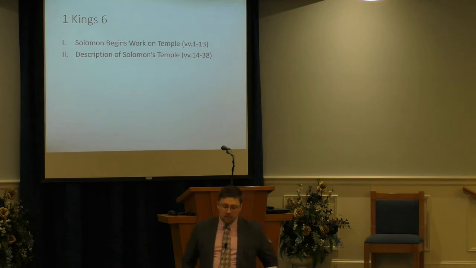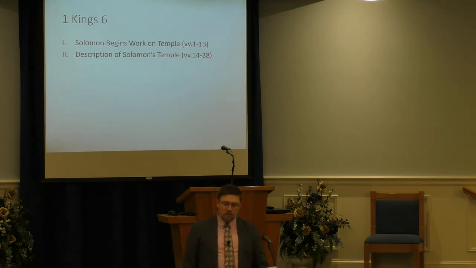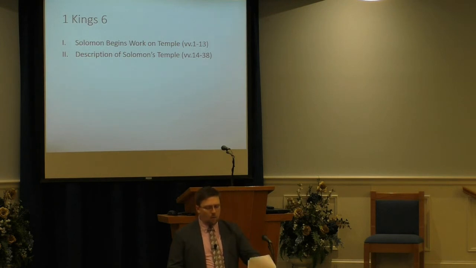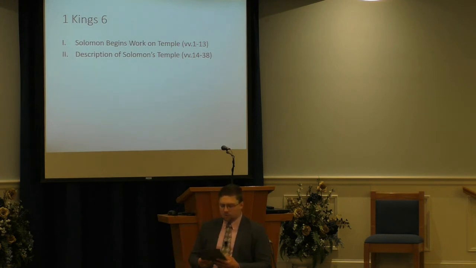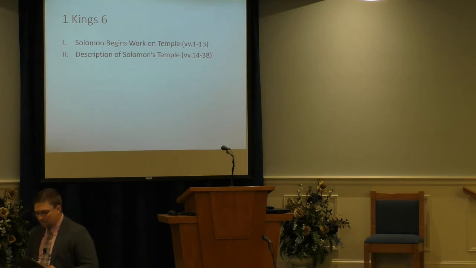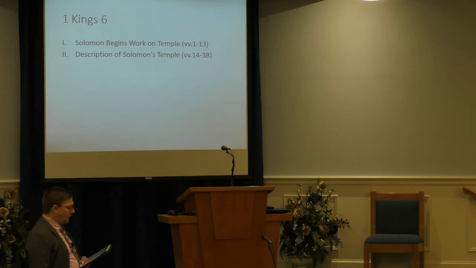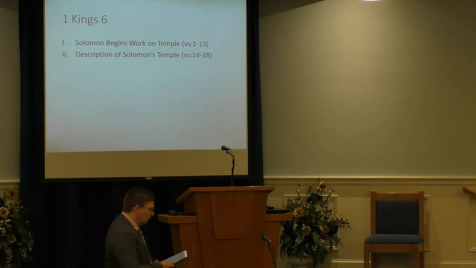The house, that is, the nave in front of the inner sanctuary, was 40 cubits long. There was cedar on the house within, carved in the shape of gourds and of open flowers. All was cedar, there was no stone seen. Then he prepared an inner sanctuary within the house in order to place there the ark of the covenant of the Lord. The inner sanctuary was 20 cubits in length, 20 cubits in width, and 20 cubits in height. And he overlaid it with pure gold.